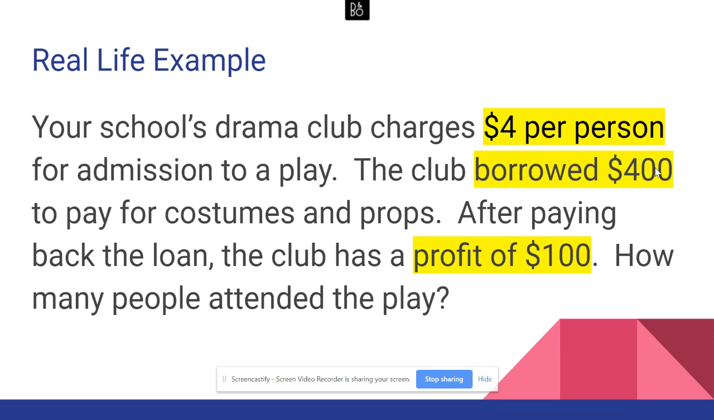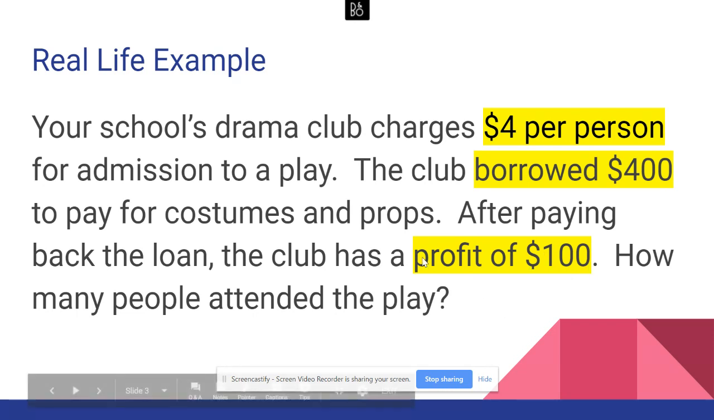And our next number we see is $400. So $400, we had to borrow it. And if we borrow the money, that means we had to take away the money, right? We're not adding, we're taking away. So the word borrowed is also an operation word telling us to subtract. Okay, so we have $4 times a variable minus the $400. And after paying back the loan, the club has a profit of $100.